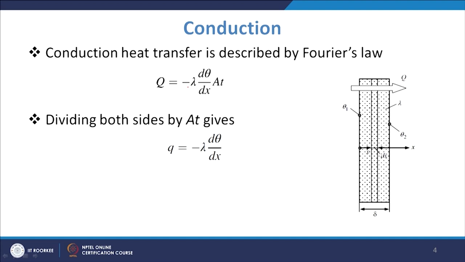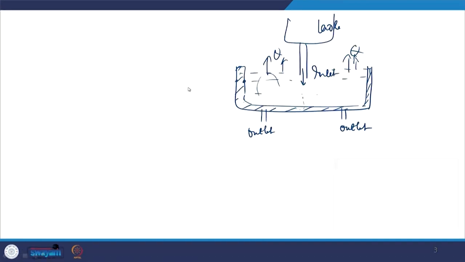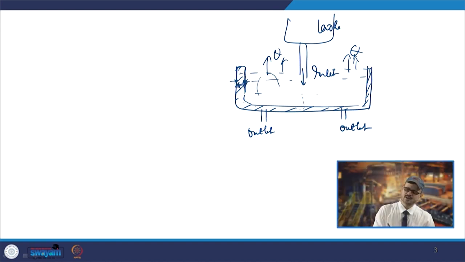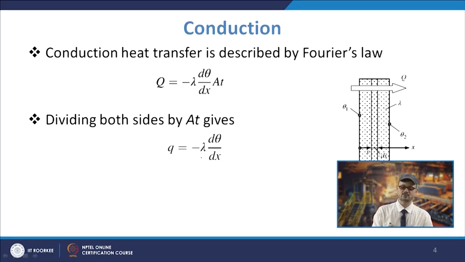Now, if you are modeling any TUNDISH flow, you need to have the dimensions of this part. You can also specify the temperature on this side and the temperature on this side. If the dimension is known and the temperature is known on these two extreme sides, then d theta by dx will be known. And if you know the K, or lambda, that is what is required. That way you can find the conduction heat transfer in those cases.